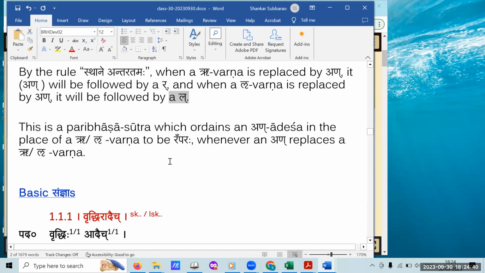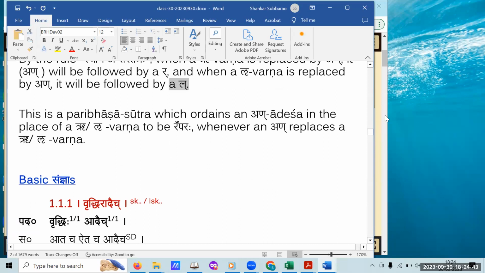All right. This is a paribhasha sutra which ordains that an an adesha in the place of r, l is to be rapara whenever an an replaces an r or l varna. Okay. This is going to be in your shared folder. You can read it again if you like, but the understanding should be clear. All right. Now, let us go to the next step.